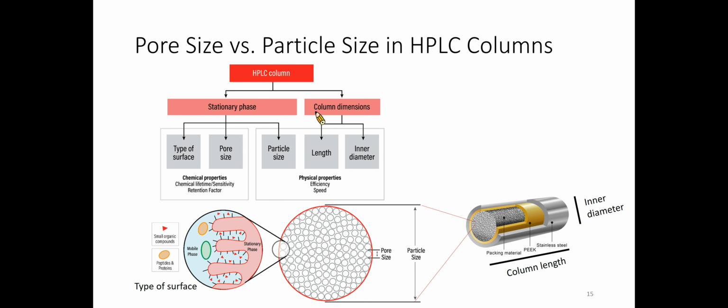Overall, the column's efficiency can be determined by the type of surface, the pore size, the particle size, column length, and inner diameter. These elements are illustrated in the bottom figure. The column is packed with particles which have tiny pores. In between these pores, you can find the functional groups dangling around.